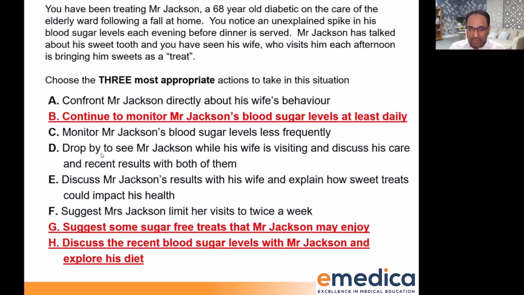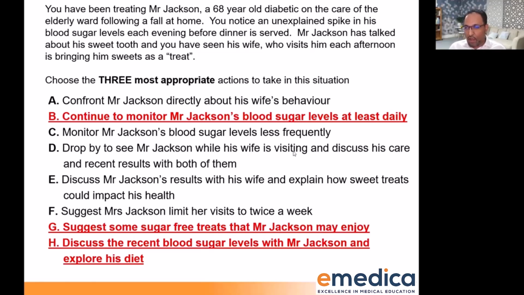Now, D and E. What's the issue with D and E? It's the same issue with D as with E. In both D and E, there are inappropriate breaches in confidentiality. And this is where knowing the GMC guidance, so you know when you can and can't breach confidentiality, when it might be appropriate, in which situations you can share information without consent, would help.